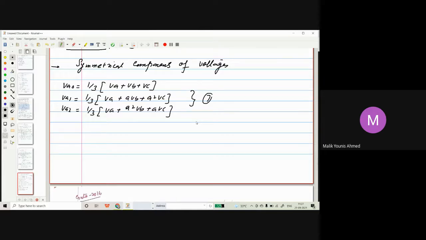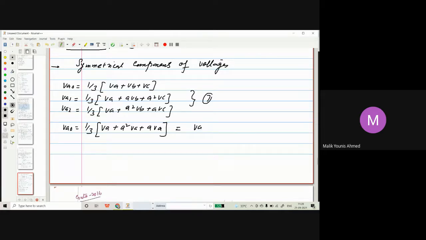Now one by one, let's substitute the values. Same relationship we'll be using. The phasor diagram you can draw the same for VA, VB, VC. I'm not drawing it. So here VA naught will be written as VA, and VB is again A square VA, just like A square IA it was there. A square VA, and this will be A, A VA.